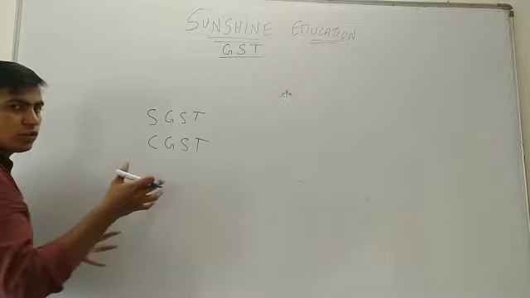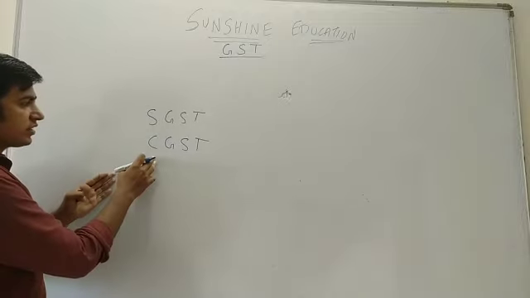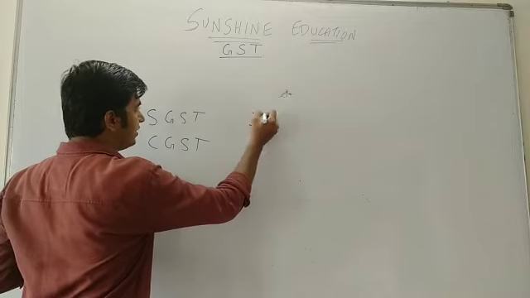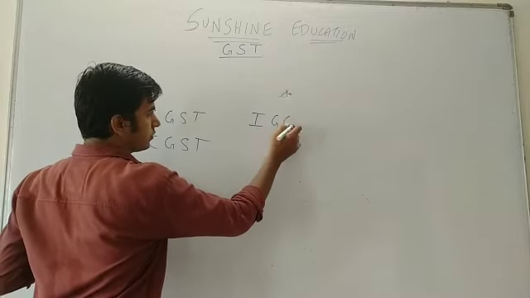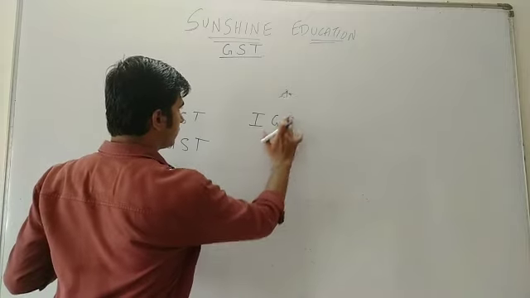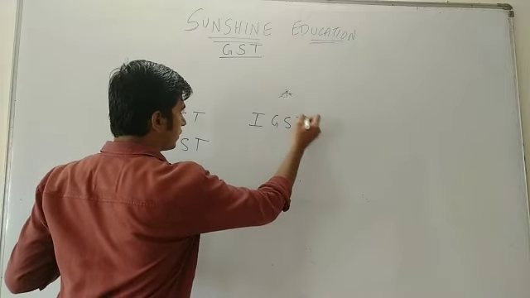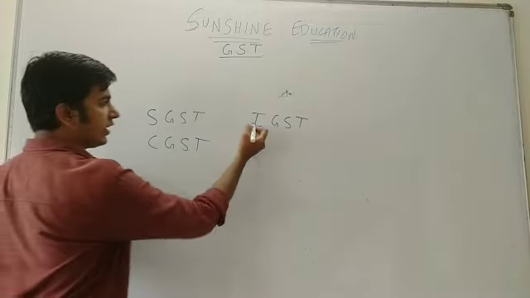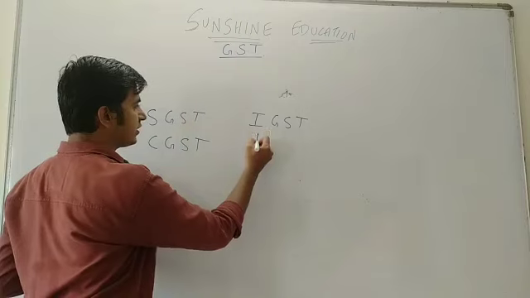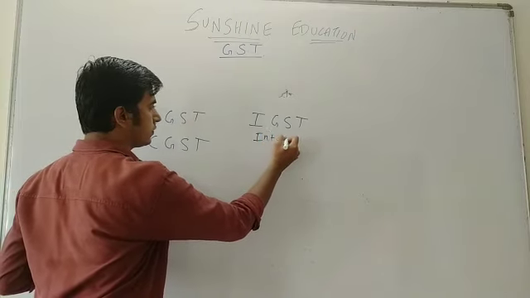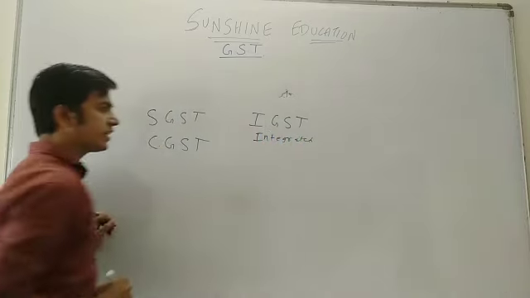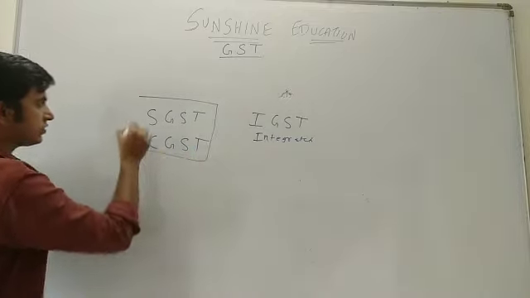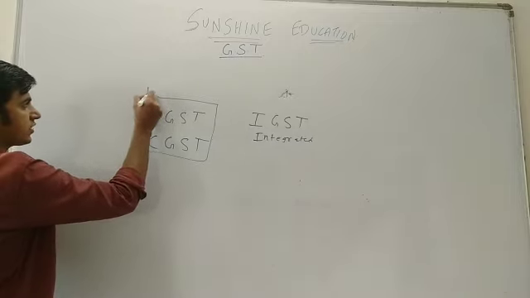State GST goes to the specific state, central GST goes to the central government, and there is IGST. State GST, central GST, and I is integrated GST. I will write here: Integrated GST.